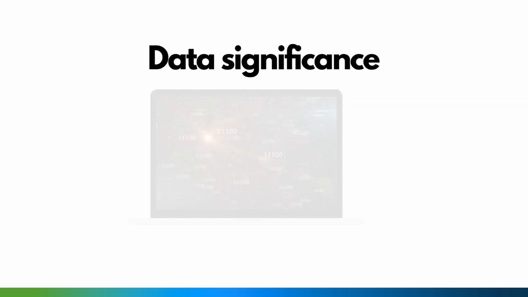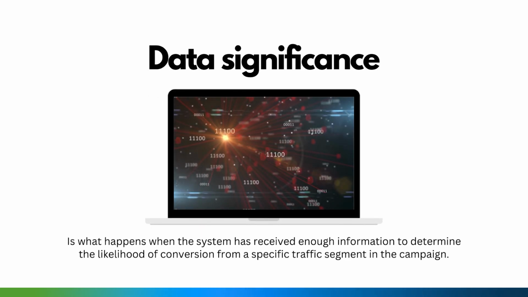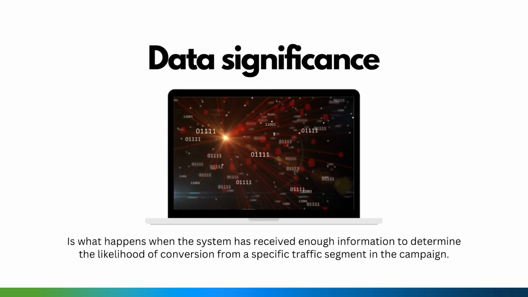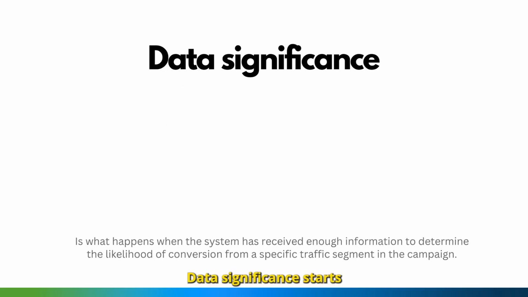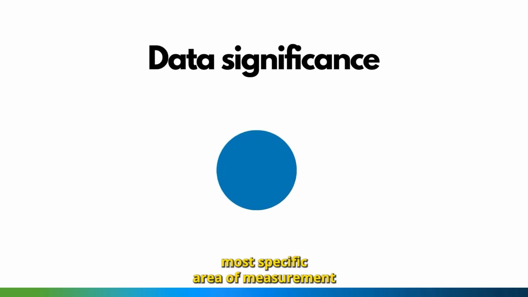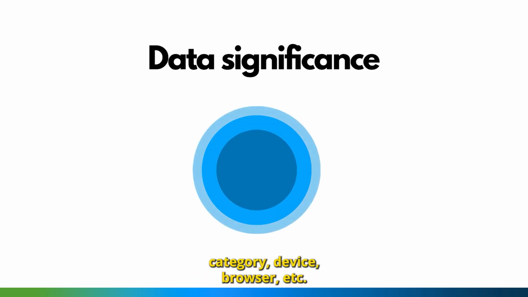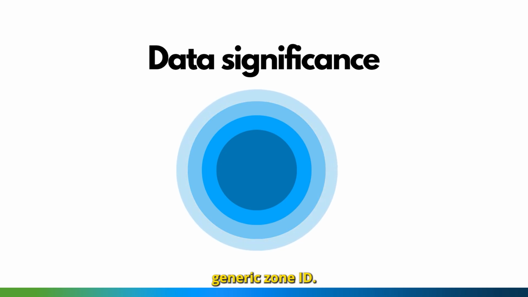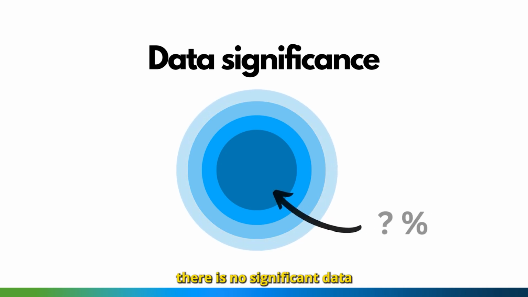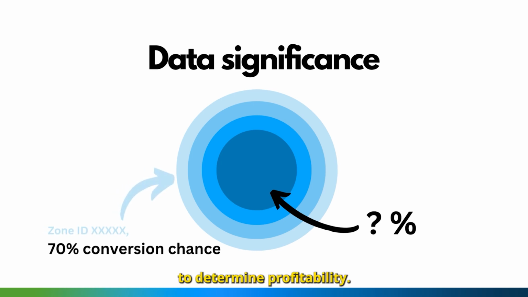Data significance is what happens when the system has received enough information to determine the likelihood of conversion from a specific traffic segment in the campaign. Data significance starts checking from the most specific area of measurement, category, device, browser, etc., to the most generic, zone ID. This means that, if there is no significant data for a very specific setting, it will revert to the most generic in order to determine profitability.